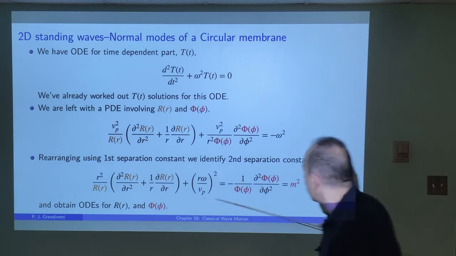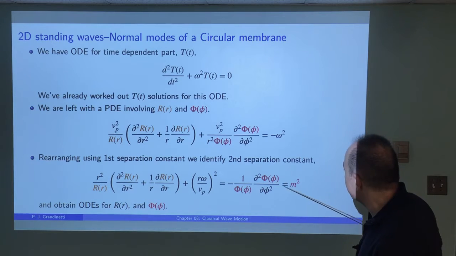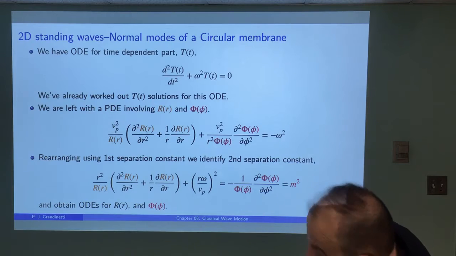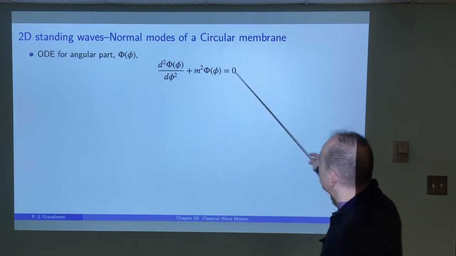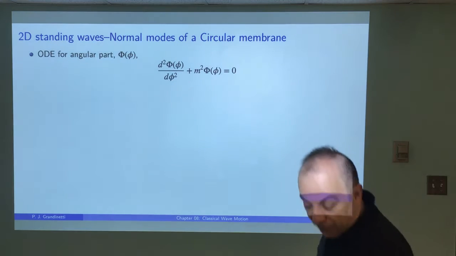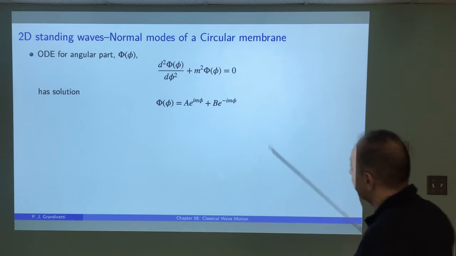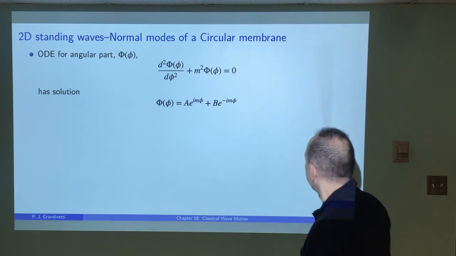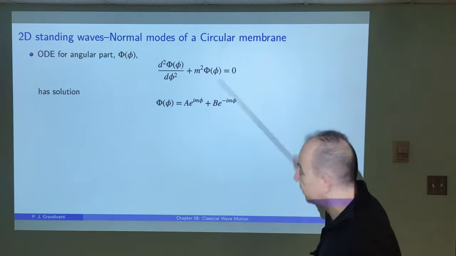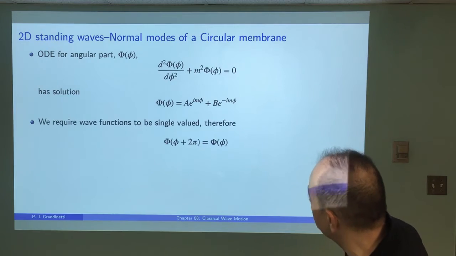So this is our separation, and this gives us now an ordinary differential equation for phi and an ordinary differential equation for r. So let's focus on the angular part here. Here's the ordinary differential equation for phi, and solutions for this equation have this form, and that's fairly straightforward. You can check that yourself by substituting that in there and verifying that that will work.